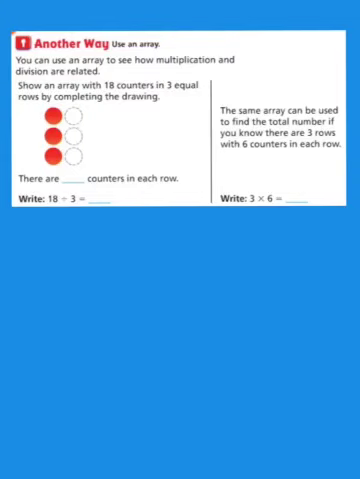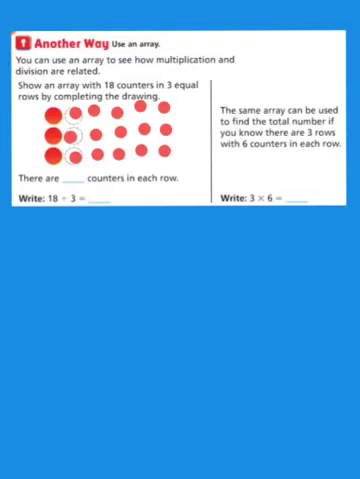So what we are going to do is continue to count out counters until we get to 18 in 3 equal rows and see exactly how many counters will end up in each row. So we have 1, 2, 3 counted out for us. So we're going to continue that with 4, 5, 6, 7, 8, 9, 10, 11, 12, 13, 14, 15, 16, 17, 18. We have now counted out 18 counters in 3 equal rows.